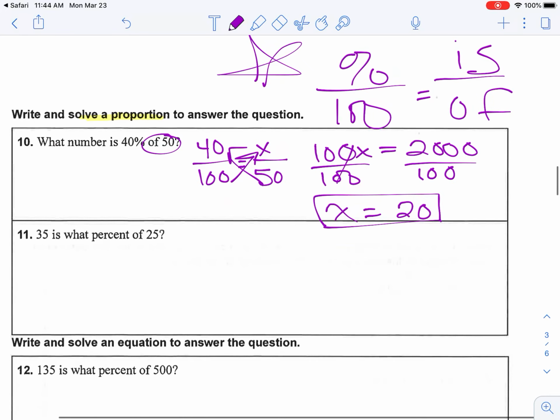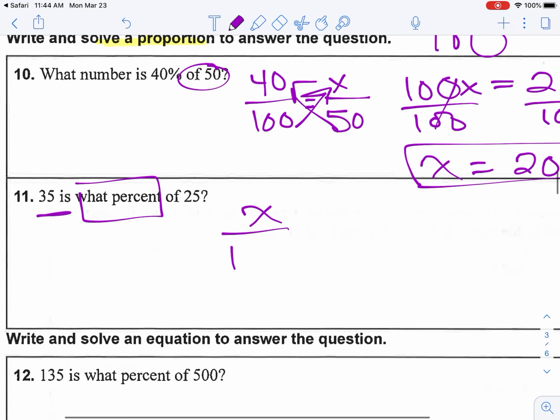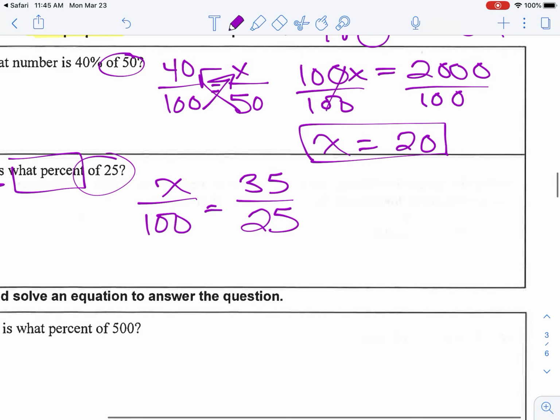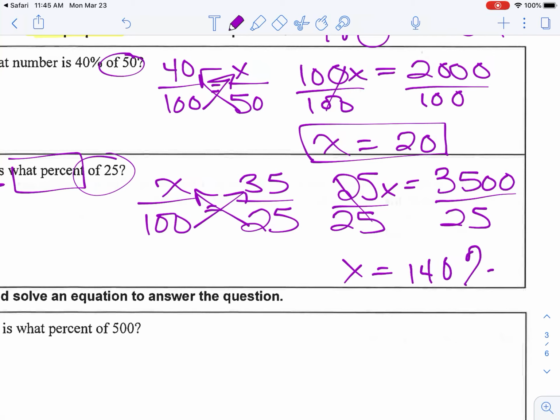Okay. 11, same thing. 35 is, now it gave us our is, what percent? We don't know our percent now, so it says what percent. 35 is, and then it says of 25. 25 goes on the bottom this time. Solve it the same way. 25 times x is 25x. 100 times 35 is 3,500. And divide by 25 to get that x by itself. So x is 140%. Okay.